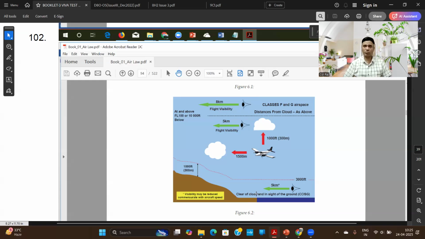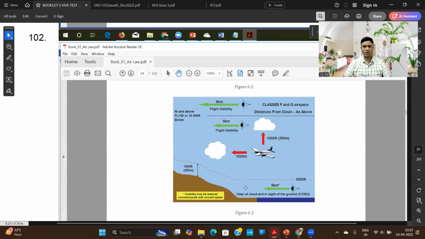If there are clouds below you, if you are flying, say, at 2000 feet, it especially happens in valleys. If there are clouds below you, then you are flying undercast, which is not allowed. Flying overcast, if the ceiling is above a particular level, is allowed, but flying undercast, that means the cloud ceiling is below you, that is not allowed. So you have to be clear of cloud and in sight of ground. Now, this is what is VFR.